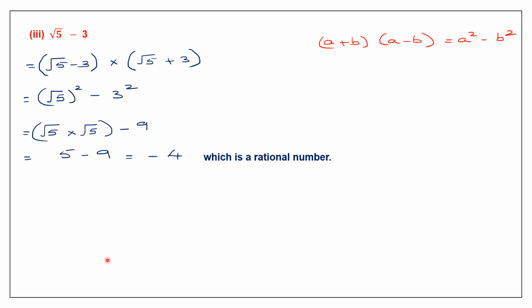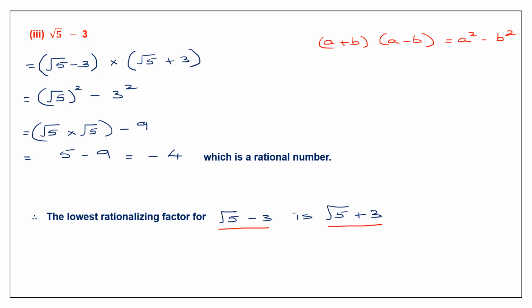So what did we multiply with root 5 minus 3 to get a rational number, minus 4? We multiplied it by root 5 plus 3. So the lowest rationalizing factor is root 5 plus 3. So let's write that. The lowest rationalizing factor for root 5 minus 3 is root 5 plus 3. So this is our answer. This is the question given to us. This is the answer. We worked it out and we found that we got an answer that is -4, which is a rational number.